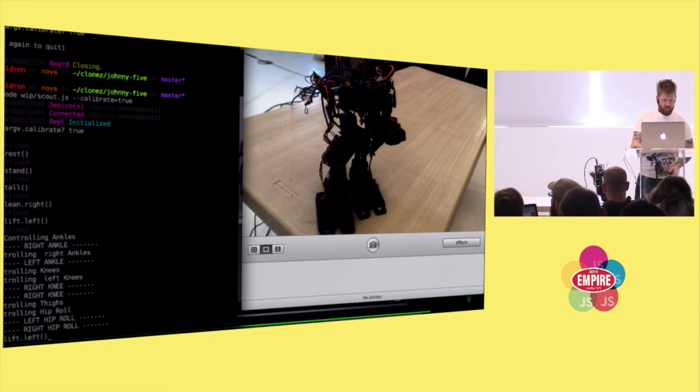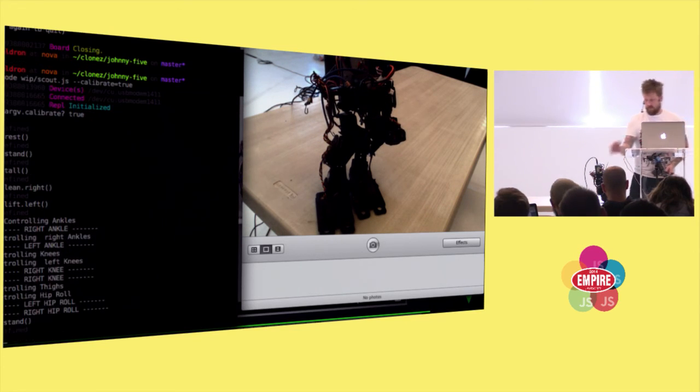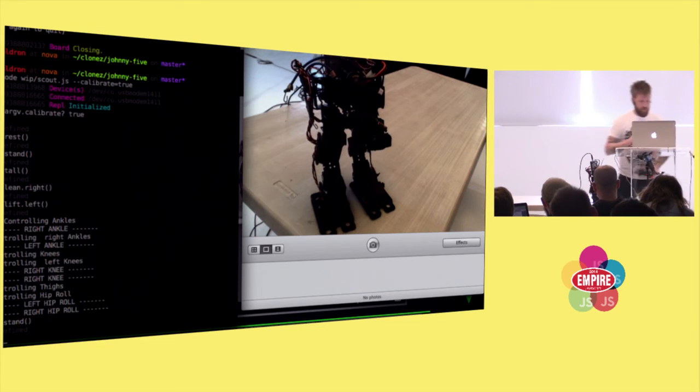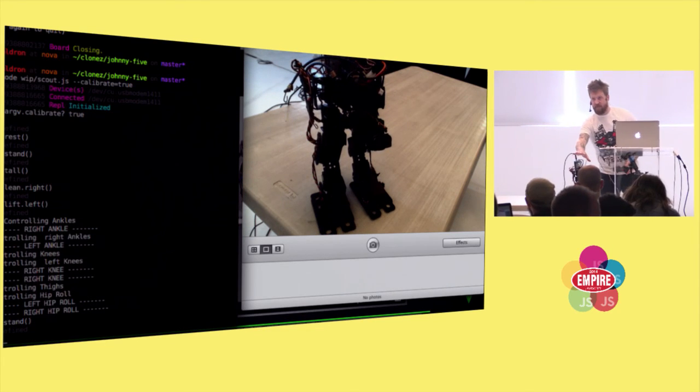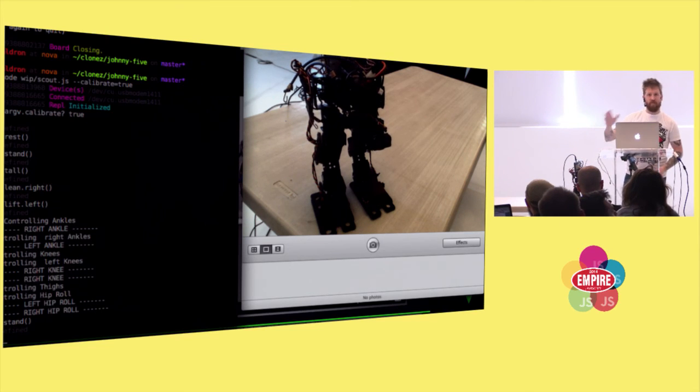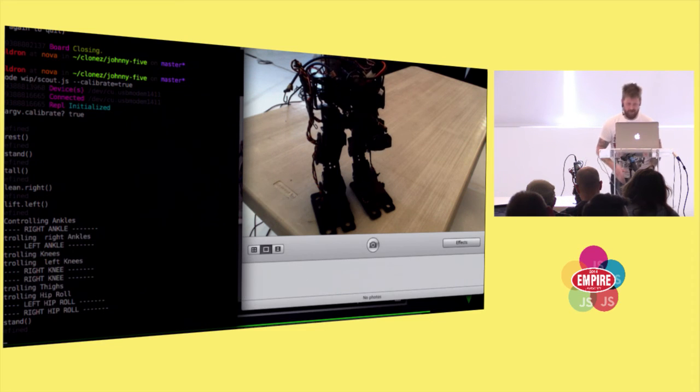Awesome. And then, of course, I can tell it to stand back up. I don't know if you noticed how smoothly I did that from its position. Impossible without frame-constrained servo movements, right? And it's just JavaScript animations. That's really all there is.